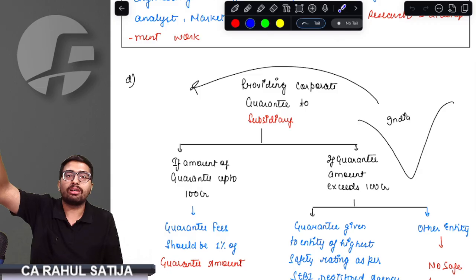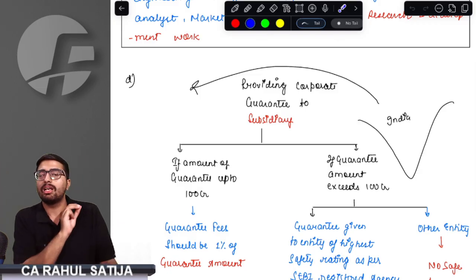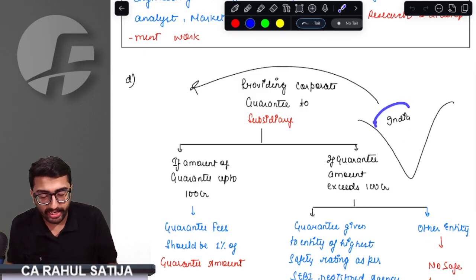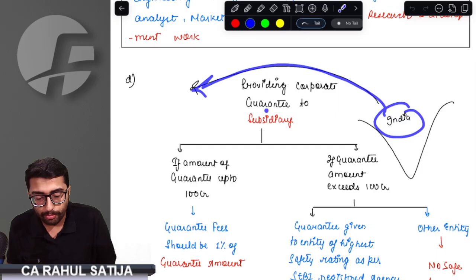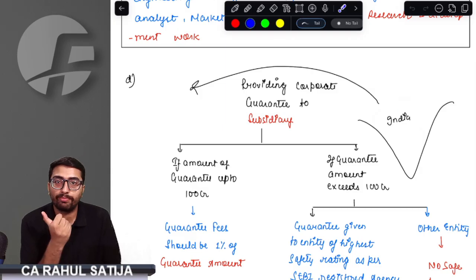Sir, it is a subsidiary only. This safe harbor rule is given only for subsidiaries, not for any normal associate. So if any Indian entity provides a corporate guarantee to a subsidiary, then this entity should charge fees, of course. How much fees this entity should charge, this safe harbor rule will tell. This safe harbor rule will explicitly tell how much this Indian entity should charge as guarantee fees.